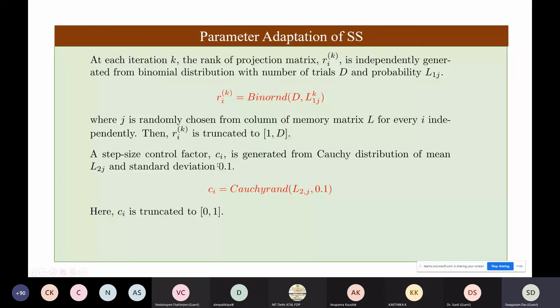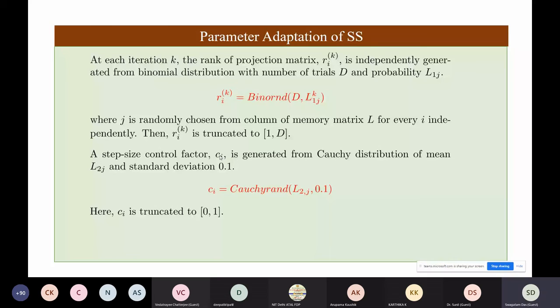So the memory matrix contains two rows. One row holds the previously successful rank values for the projection matrix, and the other the previously successful Ci values. Successful means that by using those rank values and those Ci values, the trial solution Yi that was generated was better than the original solution itself. Ci is the step size control factor. Ci is drawn from a Cauchy distribution, and Ci is truncated to between 0 and 1.